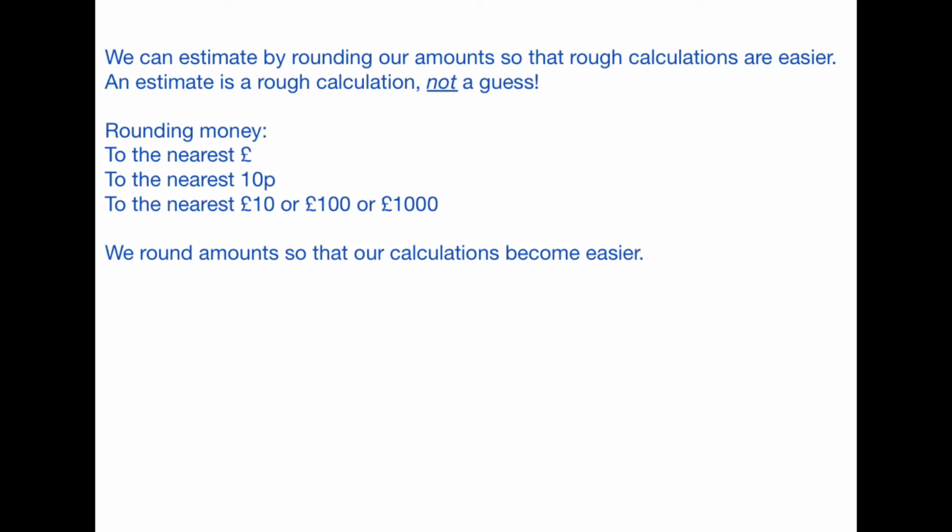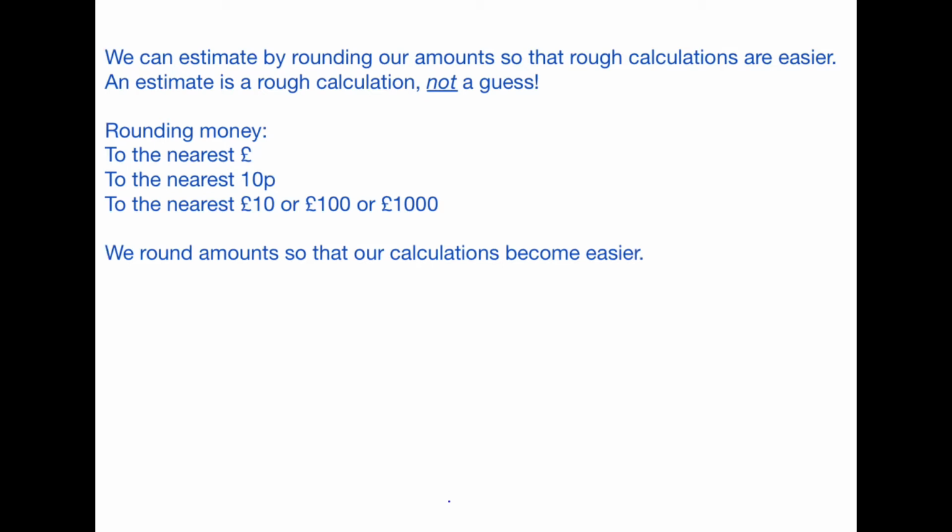For example, when we're rounding money, it might help us to round to the nearest pound, or to the nearest 10 pence, or it might be to the nearest £10 or £100 or £1,000. We just need to do what is sensible for the question. Sometimes we're told exactly how to do it, but in real life, you're not told exactly how to do it. You need to work out what's sensible. So we can round amounts so that our calculations become easier. I just want to do a quick recap of rounding before we go on to looking at rounding money.